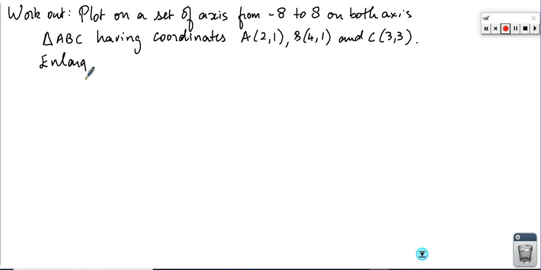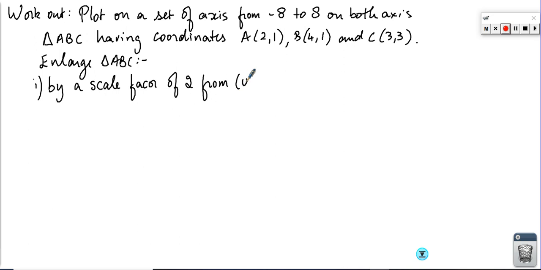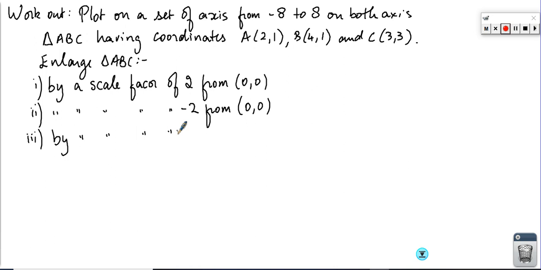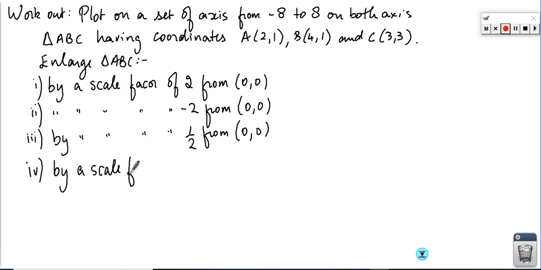Enlarge triangle ABC: number 1 by a scale factor of 2 from the origin. Number 2 by a scale factor of -2 from the origin. Number 3 by a scale factor of 1/2 from the origin. And last but not least, by a scale factor of 2 from the point (5,2).